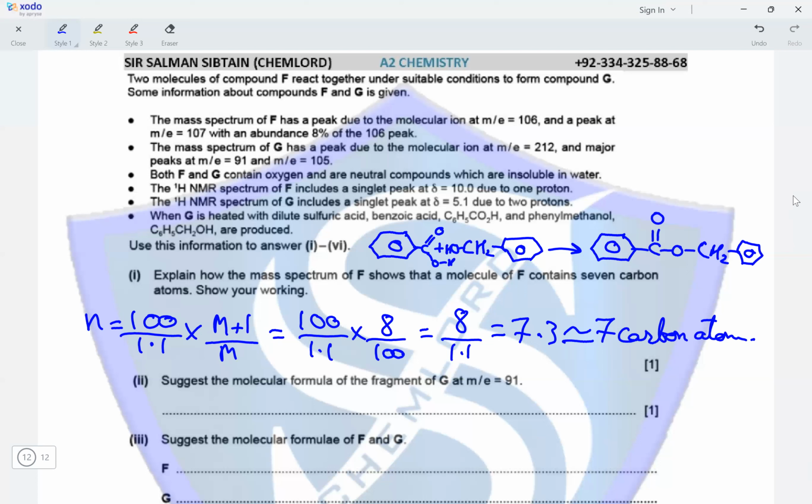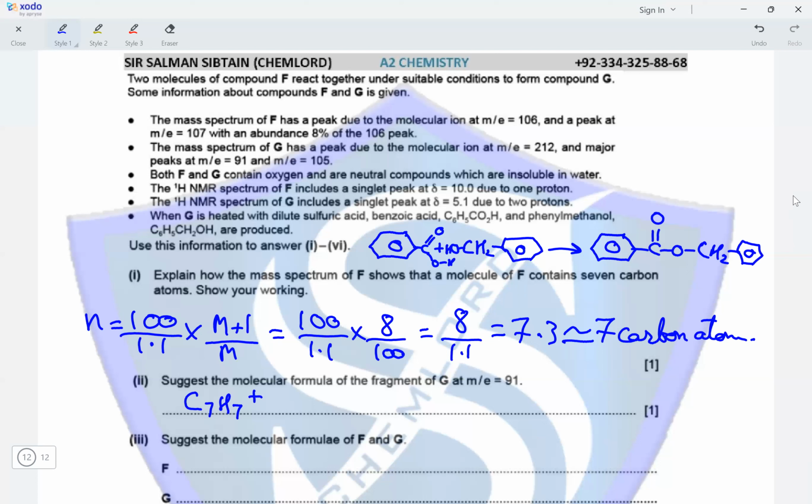We have got 14 left. So one carbon makes it 12 and one hydrogen makes it 13. So C6H and two hydrogens make it 14. So we have C7 and H7. 7 12s are 84, 84 plus 7 is 91. So the molecular formula for the fragment of G at m/e 91 is C7H7 with a positive charge on it.